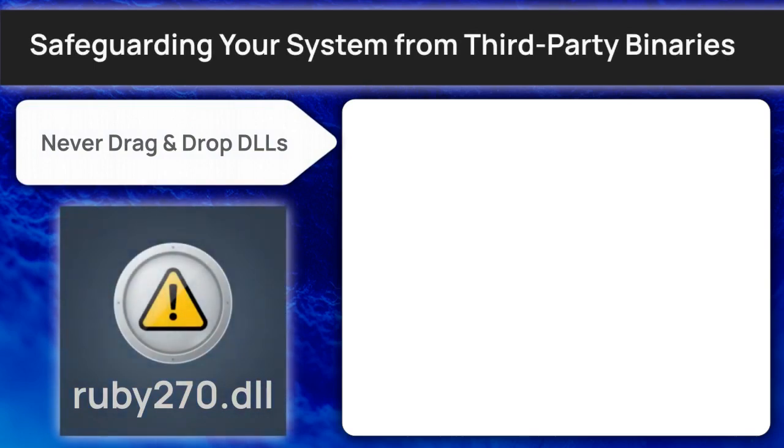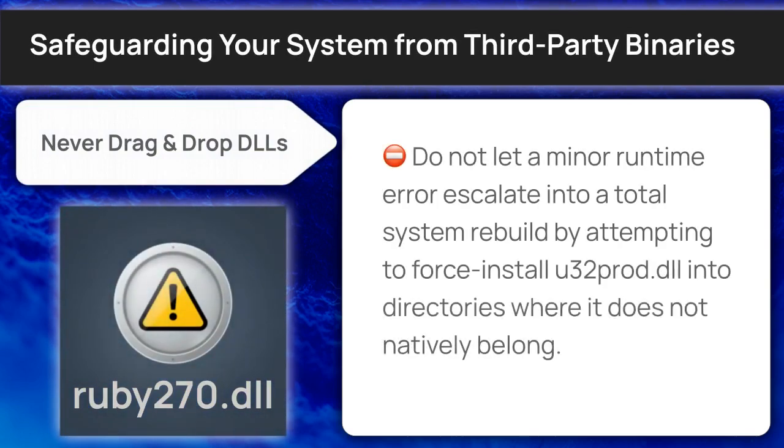To prevent any secondary issues, I recommend a cautious approach to downloading individual system files. Keep in mind that Ruby270 DLL must be properly registered with the Windows registry. Simply dragging and dropping the file into a folder rarely fixes the root cause of the error.